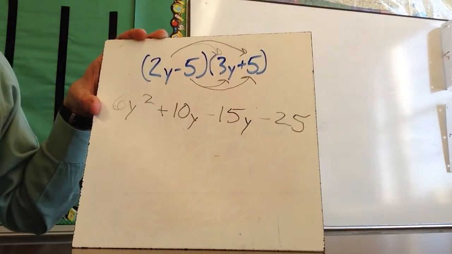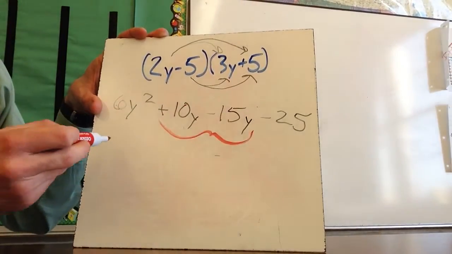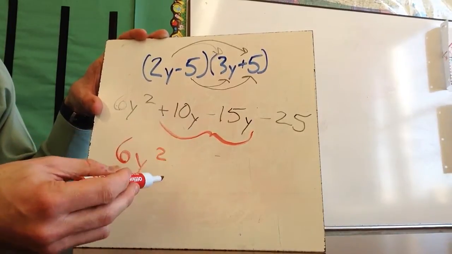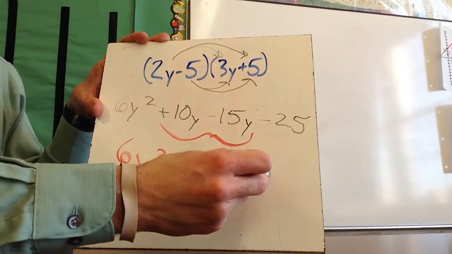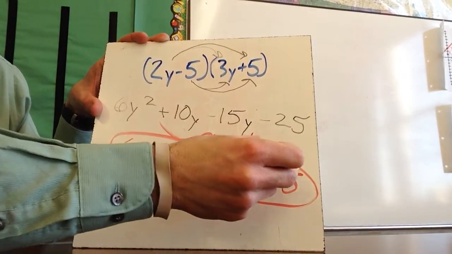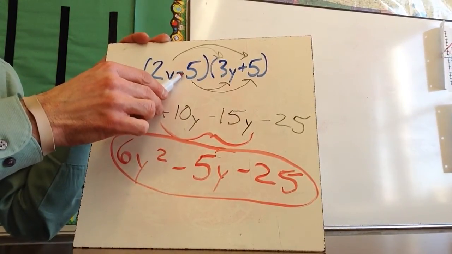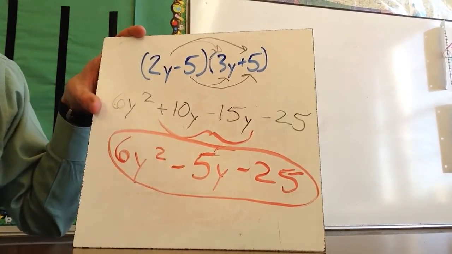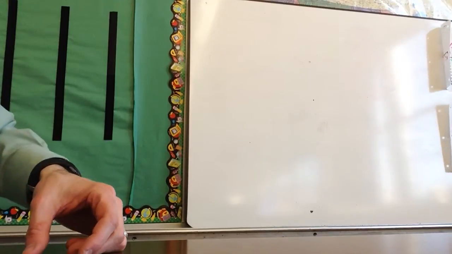All right, now same thing, these middle terms I can combine, so this is 6y squared, 10y minus 15y is minus 5y, minus 25. And so there would be my final answer. So the biggest difference here is that obviously I'm subtracting, and so this becomes a negative 5 that I distribute to both of those.